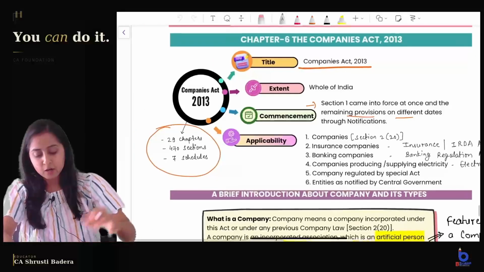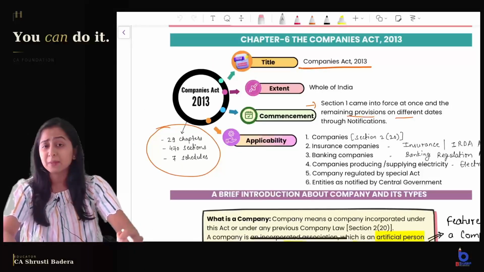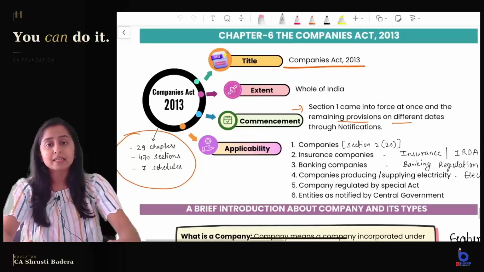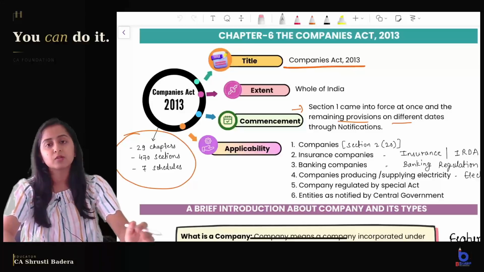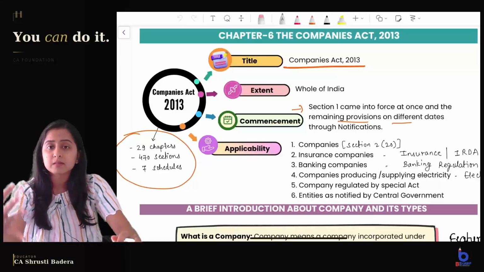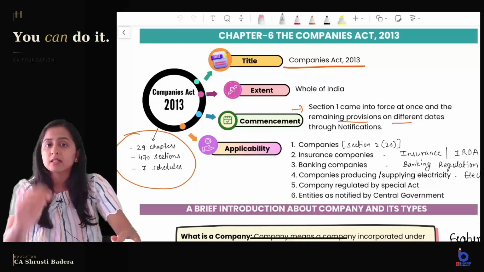Coming straight to the topic, what is the basic thing that we should know? The Companies Act has 29 chapters, which have 470 sections, and it has 7 schedules. Very simple. The title is the Companies Act 2013. Extent, that is applicability: whole of India. Commencement: the first section came immediately, but others were notified on different dates. Applicability: it is applicable to all types of companies. It is even applicable to insurance companies, banking companies, and companies engaged in generation of electricity. Also applicable to a company which is governed by a special act and any other body notified by the central government.